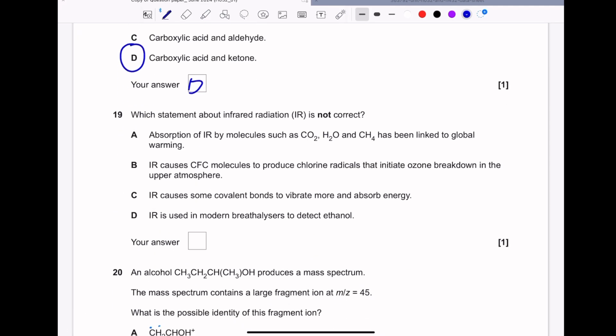19 is which statement about infrared radiation is not correct. So absorption of IR by molecules such as CO2, H2O, and CH4 is linked to global warming. This is a correct statement. So it is not the answer because we're looking at what's not correct. IR causes CFC molecules to produce chlorinated radicals. No, this is not correct because what produces radicals is actually UV, not IR. Because it's not correct, it is the answer.